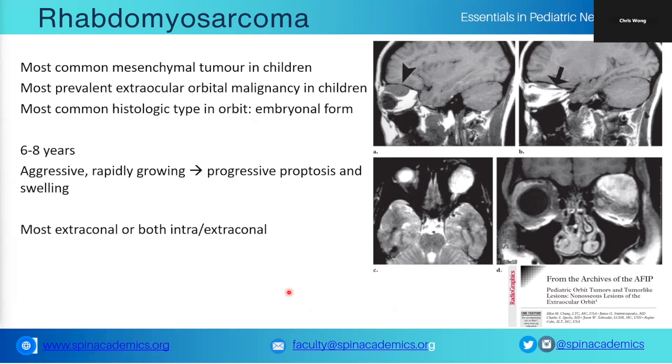And sometimes it is mistaken as orbital cellulitis because of the rapidly growing nature of the lesion. And this will be a very important differential diagnosis to exclude. Most of them are extraconal lesions, and it can also involve the intraconal space.